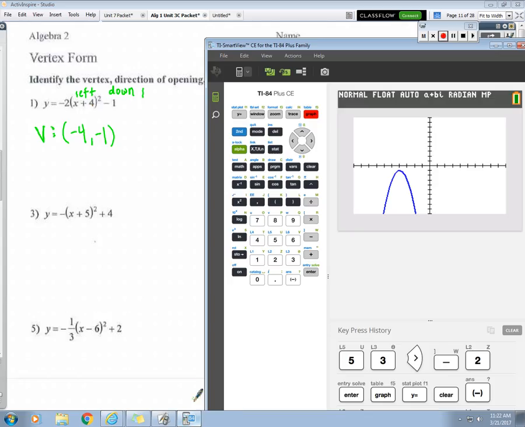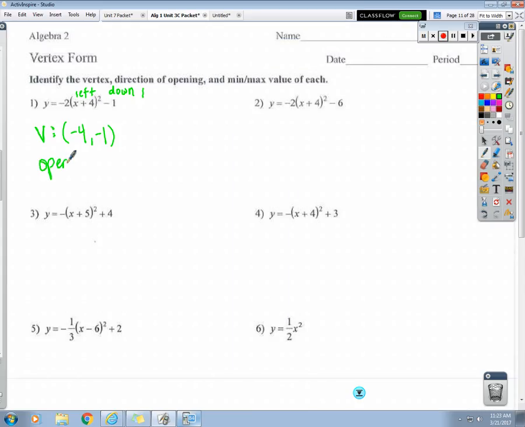Does this parabola open up or down? Down. How could we have told that just by looking at the equation and not a graph? The front number is negative. If your front number is negative, it'll open down. If your front number is positive, it'll open up.